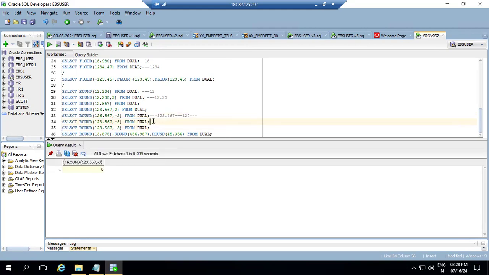Can you see directly it is showing 0 only. So -3 goes to the last digit over here. Obviously it is less than 5, so it is giving you the output as 0 only.